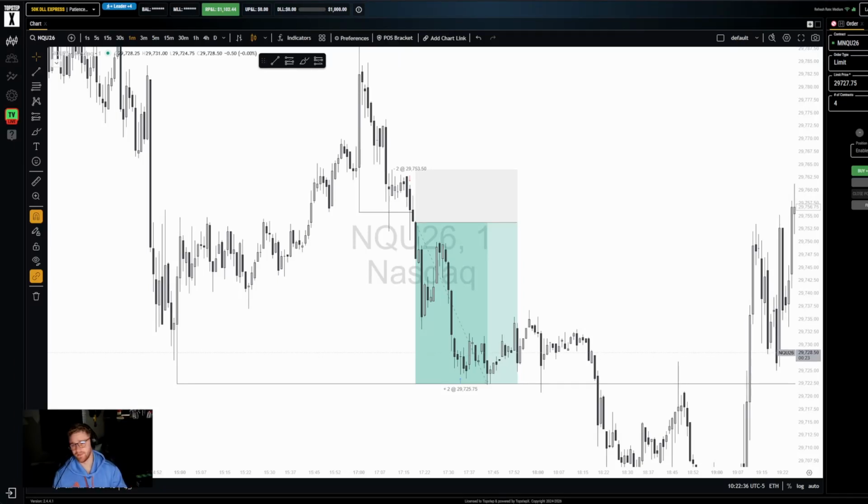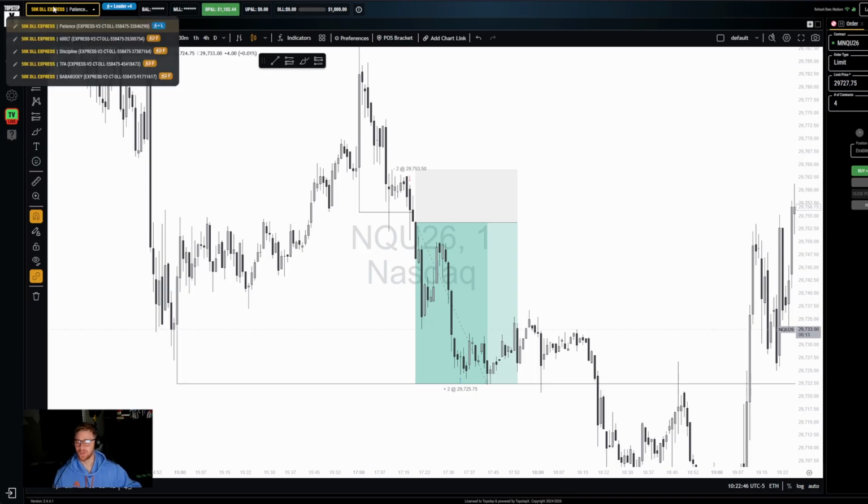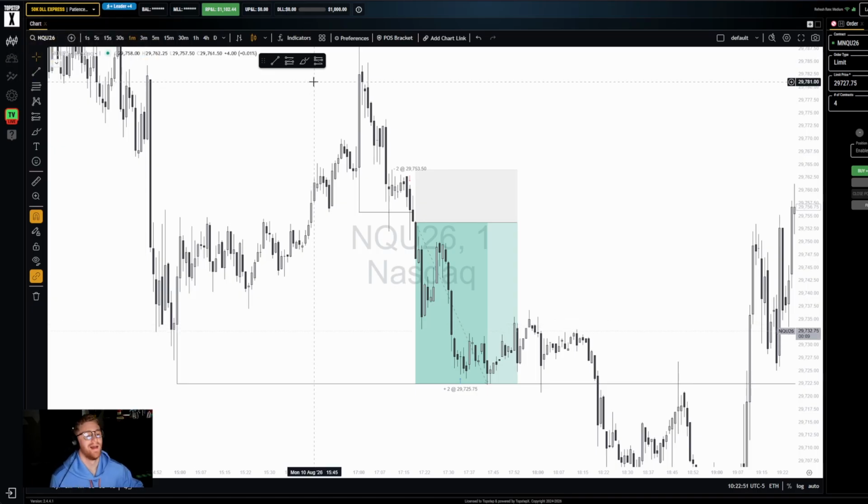Today is August 11th, 2026, and this is the setup I took last night, giving me $1,102.44, totaling to $5,512.40 across all 5 of my accounts. So let's get into it.